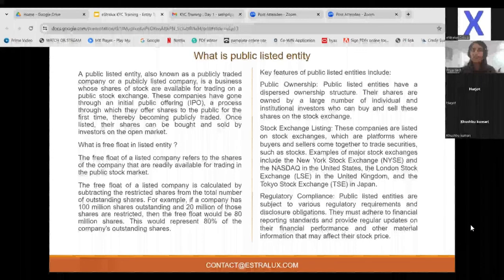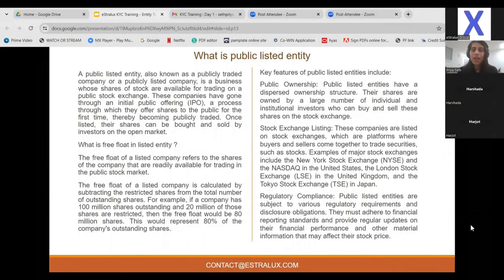Is whatever I explained till now clear? Yes, ma'am. So for a public listed company, regarding regulation, what will be the first document you will look for if you get to know that it is a listed entity? Can anybody explain?